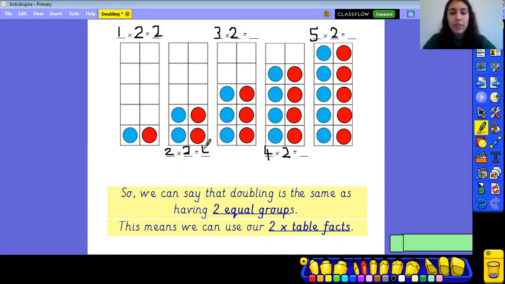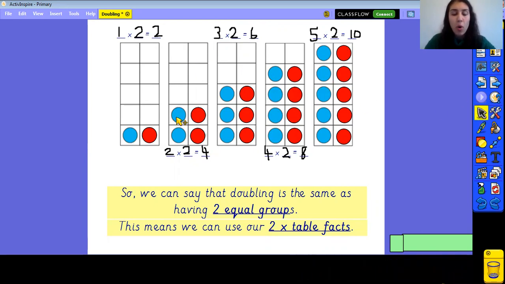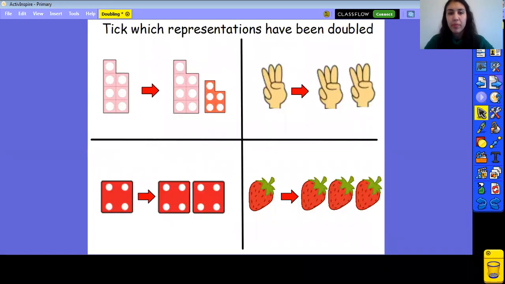2, 4, 6, 8, 10. You might notice this pattern, 2, 4, 6, 8, 10, being your 2 times tables, and that's because every time you add 1 more blue counter here, you then add 1 more red counter. So for each time, you're getting 2 new counters as you go up doubling each number.